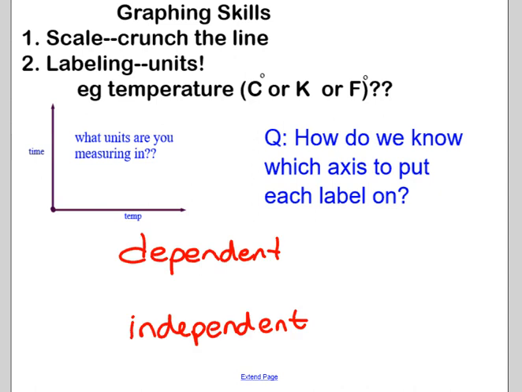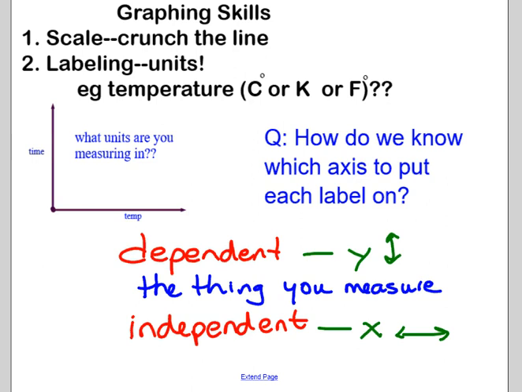In math class, you may have heard terms used about the dependent and the independent variable. The dependent variable always goes on the y-axis, the one that goes up, down. The independent variable goes on the x-axis, the one that goes side, side. When I was in school, I always found these terms confusing. I prefer to think of the dependent variable being the thing you measure. What am I measuring? In the graph above, I must be measuring time.